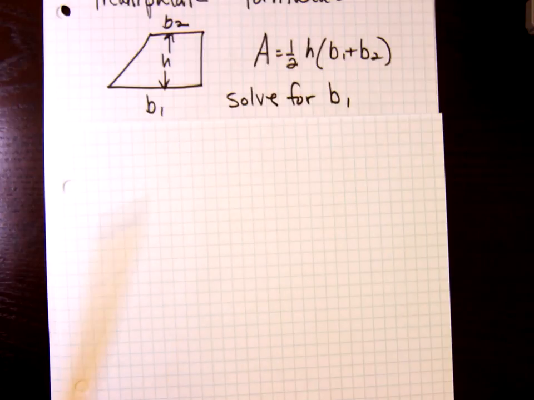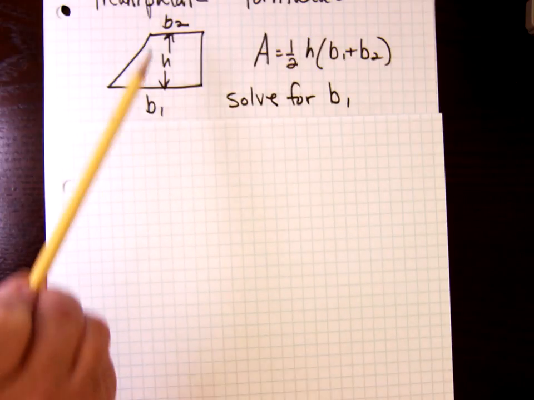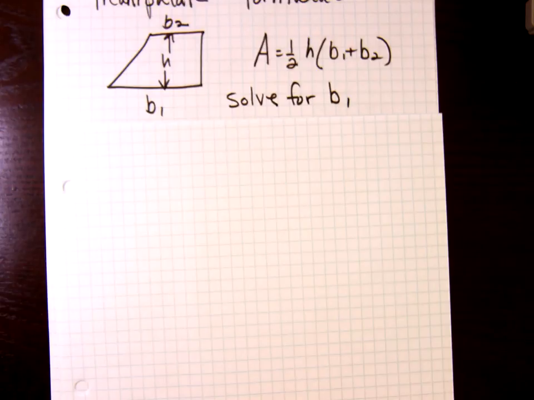But I want to solve for B1. What that means is I probably, if I was working on a problem, had the area and the height and B2, but what I didn't know was the length of B1. Therefore, if this was a fence, I was trying to fence in an area, I'd need to know the length of all of the sides.